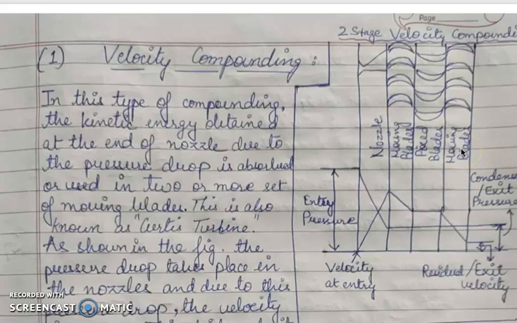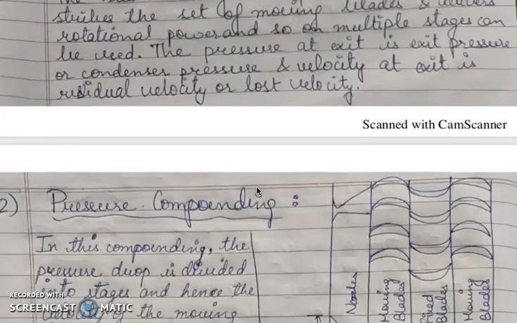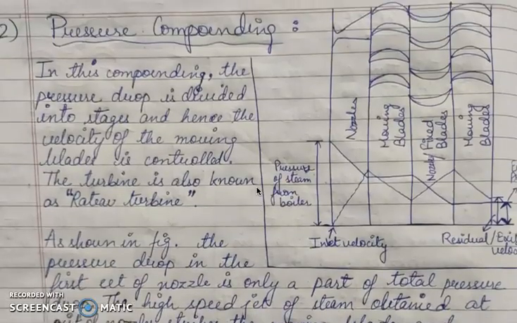We can have up to 8 stages. However, 8 stages are not practically very efficient, hence only 2 to 3 or 4 stages, maximum 4 stages, are used. So this was about velocity compounding. The turbine which is velocity compounded is also known as the Curtis turbine. Now we are moving on to pressure compounding.